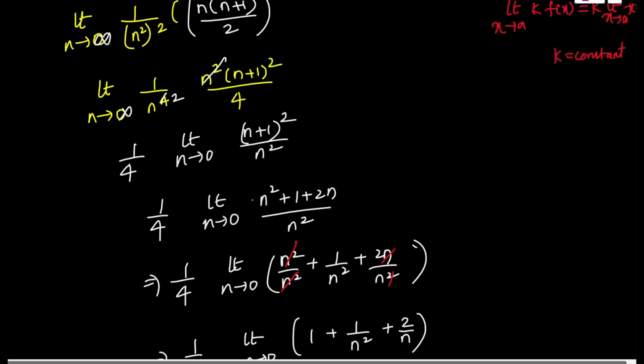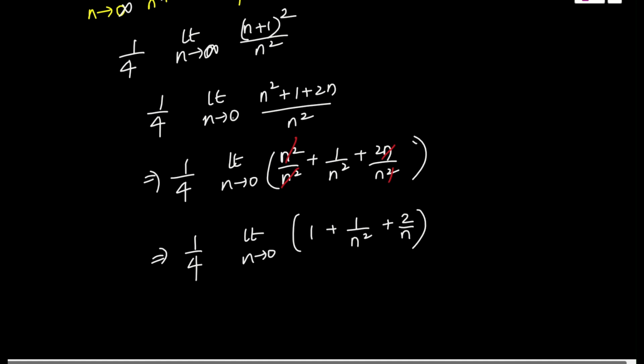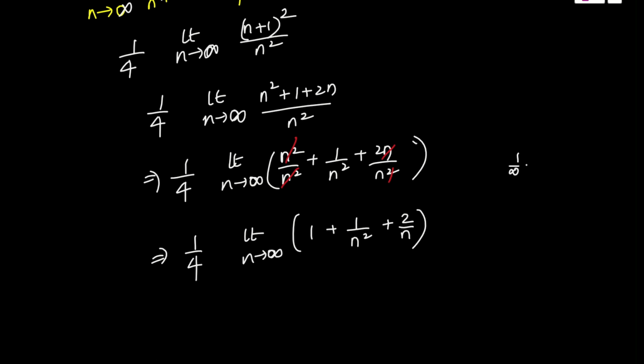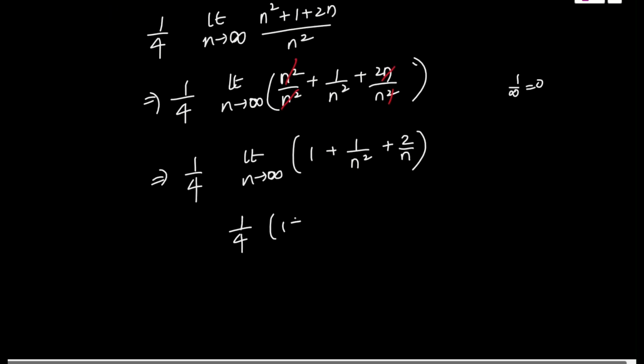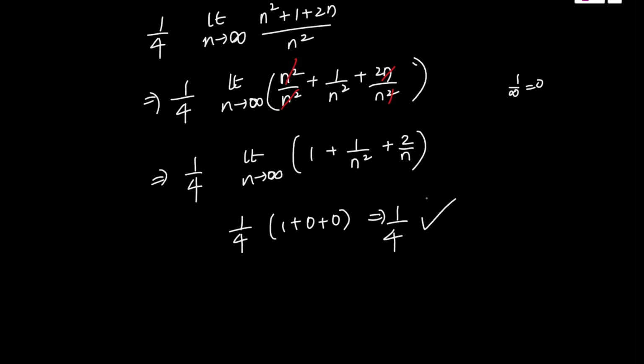Is it okay? Yes. So they say some books have printing mistakes in the question. The book I am using here, the question is a mistake. Let us go with limit n tends to infinity. We know that 1 by infinity is 0. So from this I can say that 1 by 4 times 1 plus 0 plus 0, which is nothing but 1 by 4. So our problem is done.